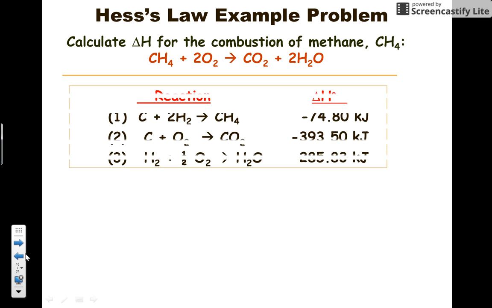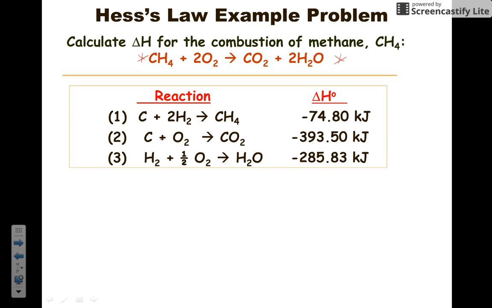So if you're given a couple of elementary steps, like here's 3 of them, you got to figure out how to get them to add together to give you this overall chemical equation, okay? So you might have to flip a reaction around. Now, if you do have to flip a reaction around, you would change the sign of your delta H for that reaction, because if it's endothermic in one direction, it's exothermic in the other. So if you flip it around, you have to change the sign of your delta H.